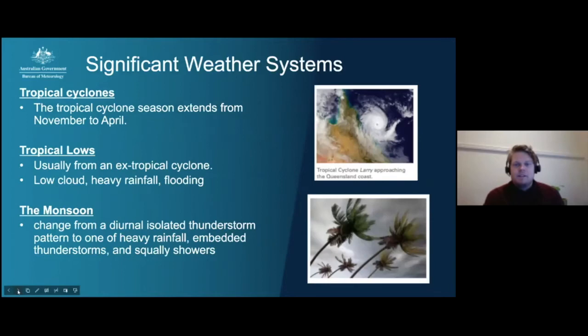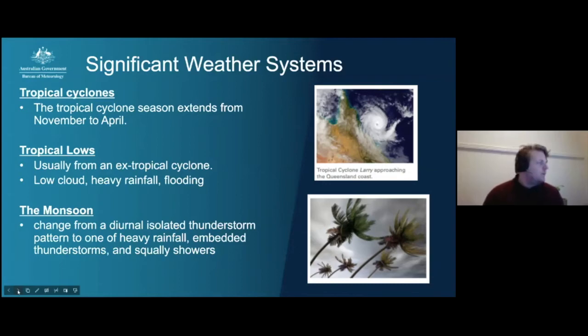Next slide, please. Thank you. So you've probably all seen tropical cyclones on the news. Hopefully you haven't had to experience one of them. Quite common in Queensland, the Northern Territory and the north of WA. So the tropical cyclone season extends from November through to April.